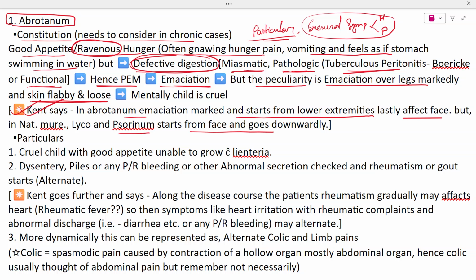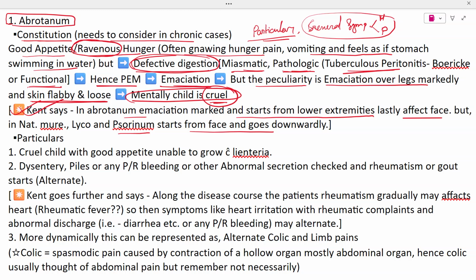Now, watching this is very difficult. The patient may come in the initial stage or in the latter stage where complete emaciation has taken place. But you have to find out with the history. And the last point is mentally: the child is cruel. So cruelty is the important point. I have already discussed this in Allen's Keynotes: the child is cruel. So this is the constitution. The patient has a good appetite, but he cannot assimilate or digest, and because of this his emaciation started, with the peculiarity that it started from the legs, and mentally the patient is very cruel. These are the conditions we must understand before considering a chronic case of Abrotanum.